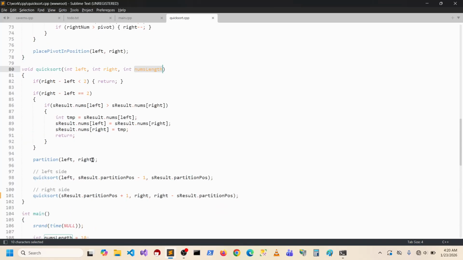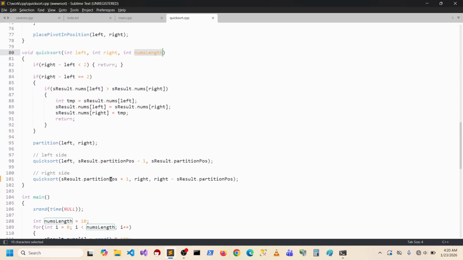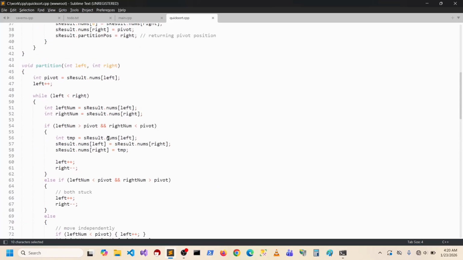Well, this is only calling, oh wait, quicksort. So it sends 0 and 9 to partition. So pivot is 0. Left is less than right. Okay, so we do throw everything on those sides.